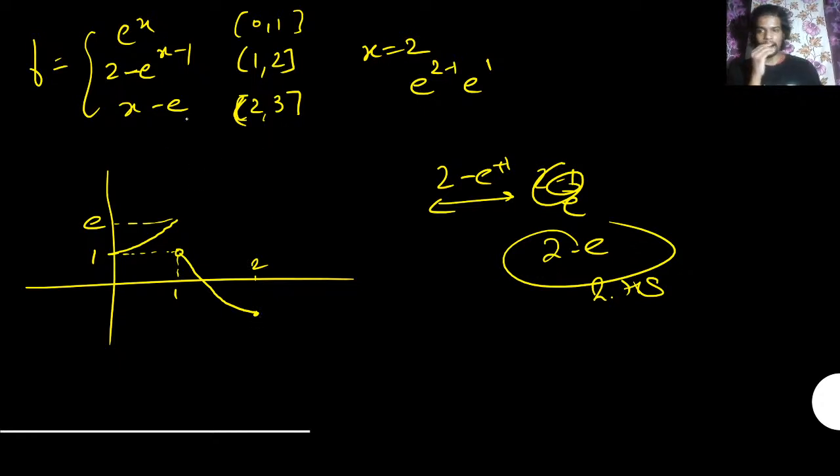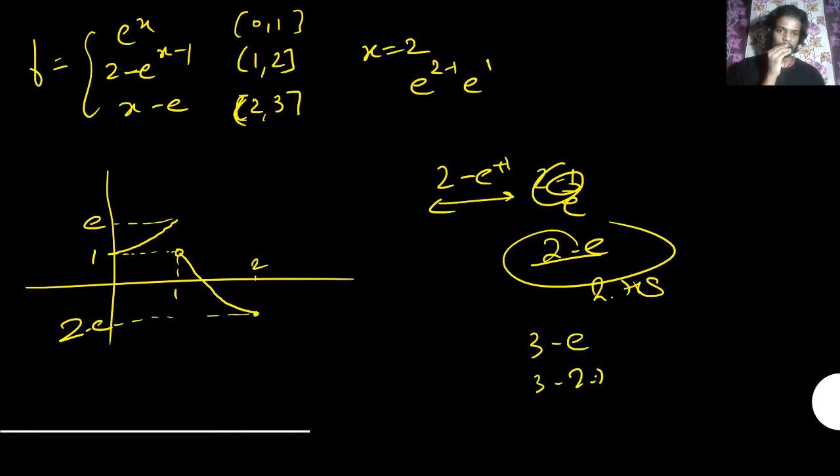Okay. Now x minus e. Y equals x minus e. When you put the value of 2, it would be 2 minus e. So 2 minus e, which means it will start exactly here, and then it will keep on increasing up to 3 minus e. 3 minus e is slightly positive. 3 minus 2.718, so it is slightly positive, but still less than 1. So this is 3 minus e.